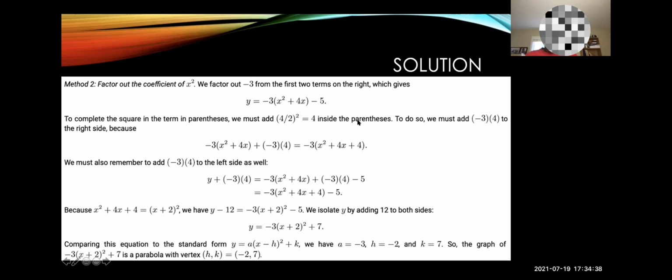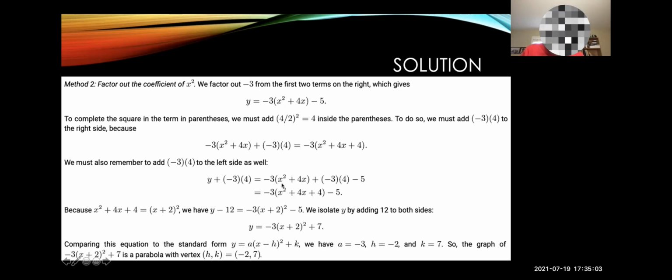And then there's another method here, which is where you just factor, instead of dividing the whole thing by negative 3, you factor out the negative 3 here. And then you add 4 inside here, and then you add the negative 3 times 4, and then after that you can combine these two terms in order to get your square binomial. And then you have the minus 5 on the end here like this.